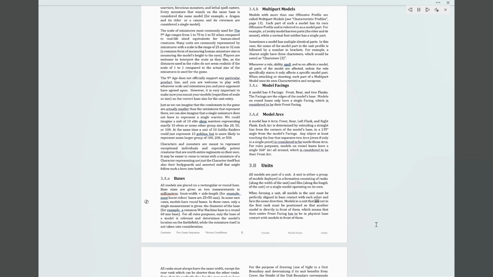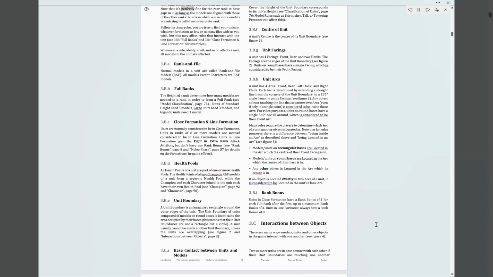Models in a unit that are not in the first rank must be positioned so that another model is directly in front of them, which means that their entire front facing has to be in physical base contact with models in front of them. All ranks must always have the same width, except the rear rank, which can be shorter than the other ranks. Note that it's perfectly fine for the rear rank to have gaps in it, as long as the models are aligned with those of the other ranks. A rank in which one or more models are missing is called an incomplete rank.